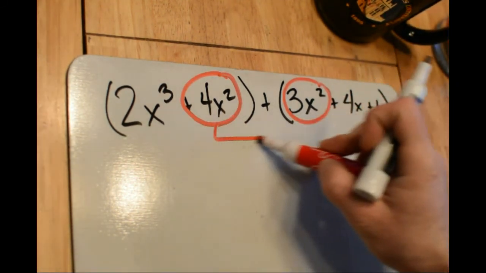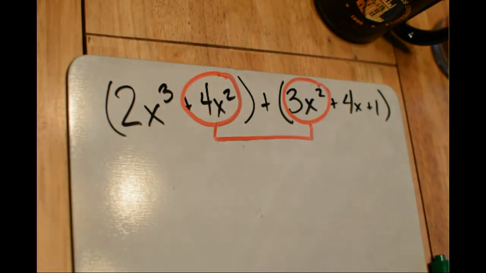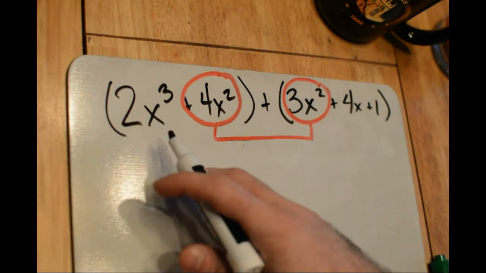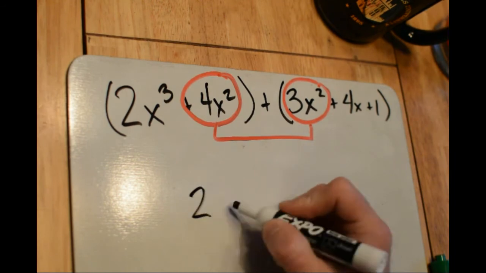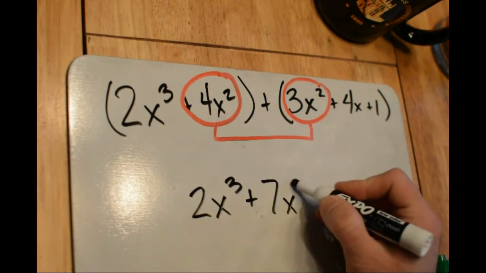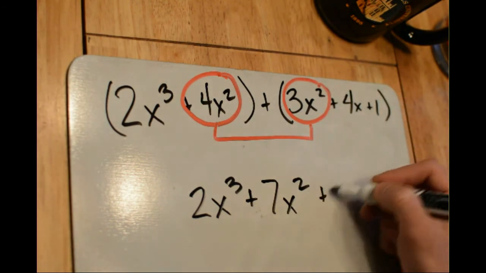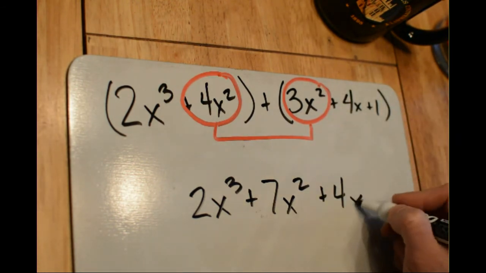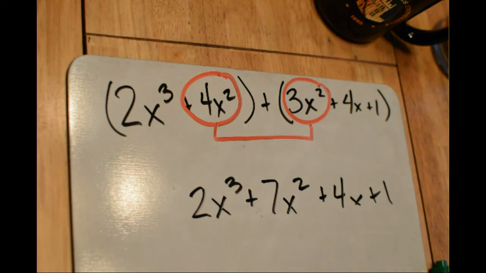So I'm going to look through the rest of this for any other like terms. Well, there are no other x to the thirds, so that is just going to stay 2x to the third. When those two get combined, we have plus 7x squared, and we have this 4x and this plus 1. Those didn't get combined anywhere, so we added those together and we got the same polynomial.